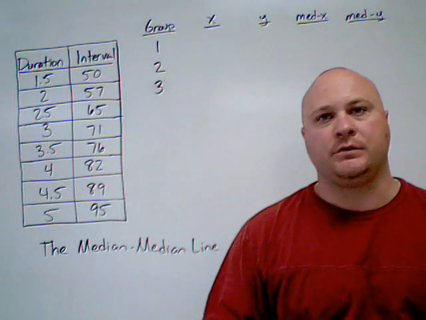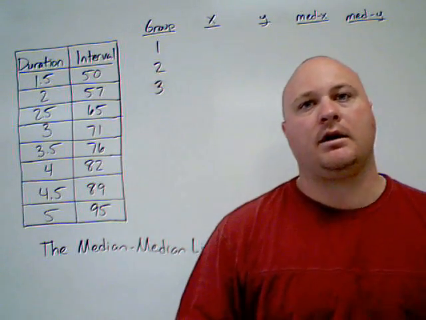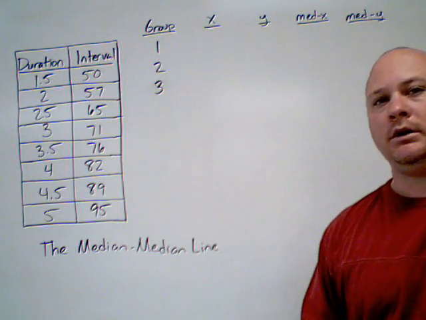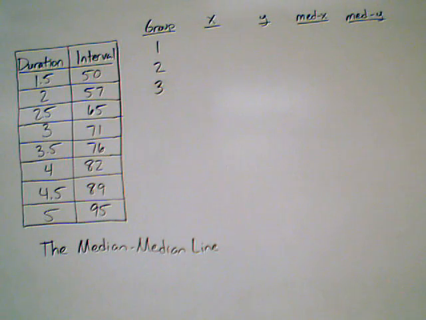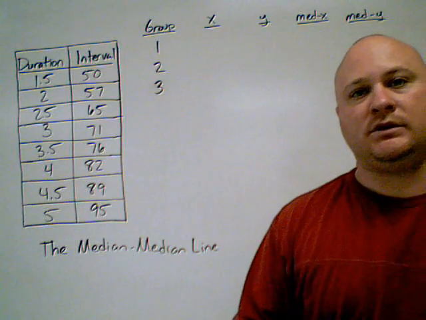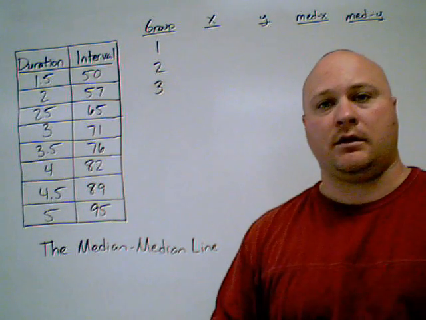Alright, welcome to part 2. This one's on the median line, and we're going to use the same data that we used in part 1. Part 1 was about eyeballing. This one's going to be using the median line. So there are two different ways to accomplish pretty much the same thing.